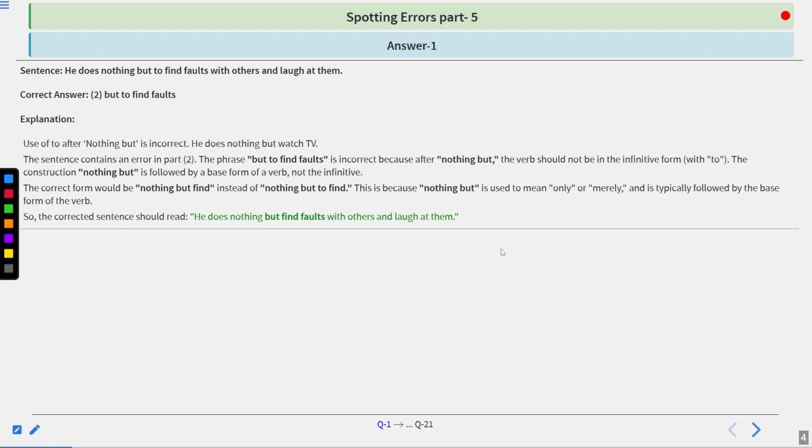This is because nothing but is used to mean only, merely, and is typically followed by the base form of the verb. So the correct sentence should read, he does nothing but find faults with others and laugh at them. I hope you have understood. Let's move to the next question.